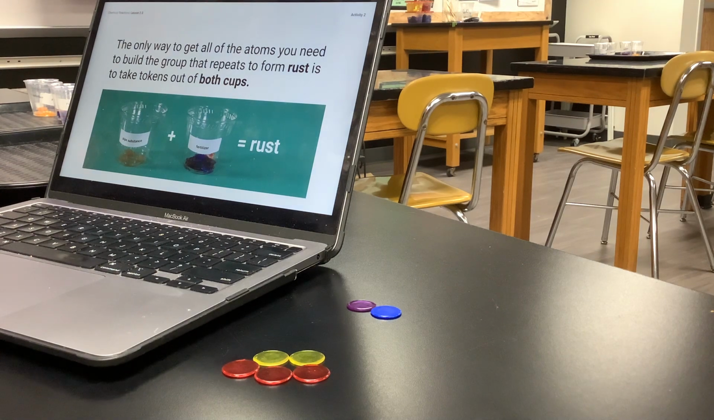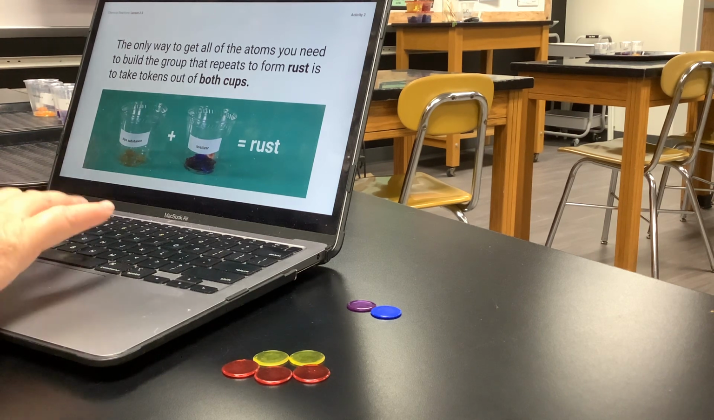The only way to get all of the atoms that you need to build the group that repeats to form rust is to take both tokens out of both of those cups.